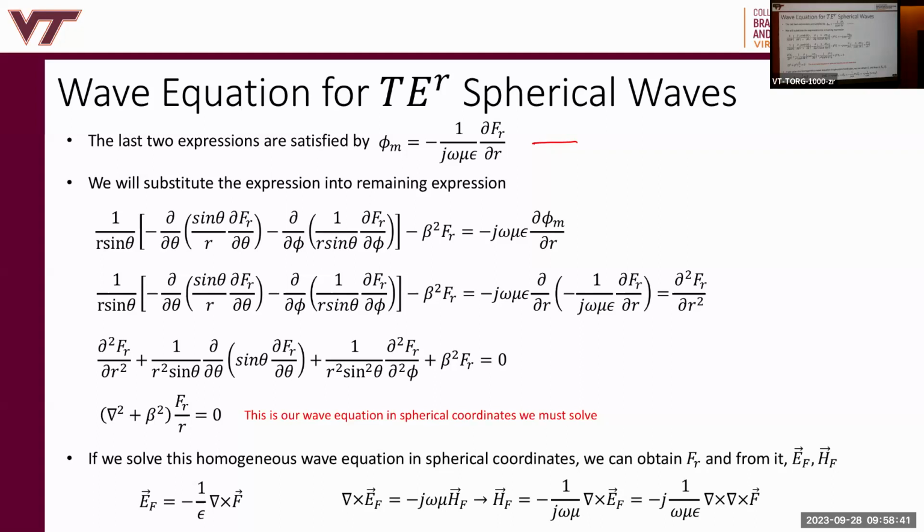Okay, good. So now we just have to solve that, right? So I'll repeat it on the part of the slide. If we solve this homogeneous wave equation in spherical coordinates, we obtain F, right? And then from it, we can obtain E from the solution for F. This differential equation we can solve. It's a scalar PDE, right? For one component. And then we can obtain H from Maxwell's equations, which is in terms of the curl of E or the curl of F, right? Good. All right, great. Any questions?